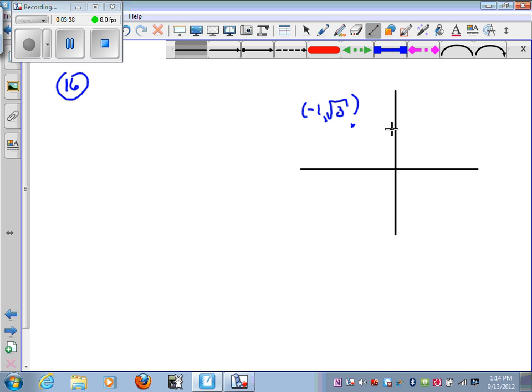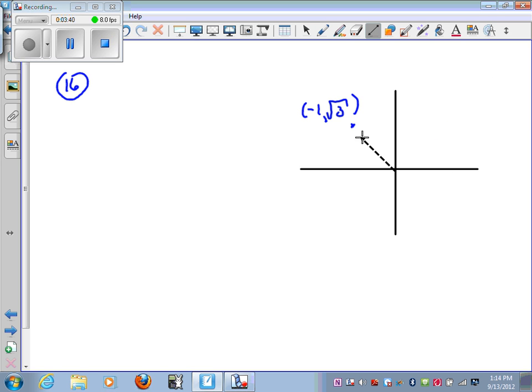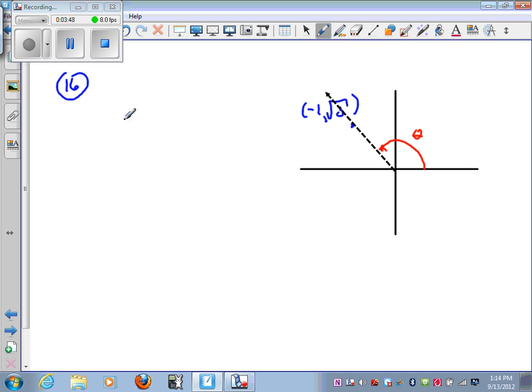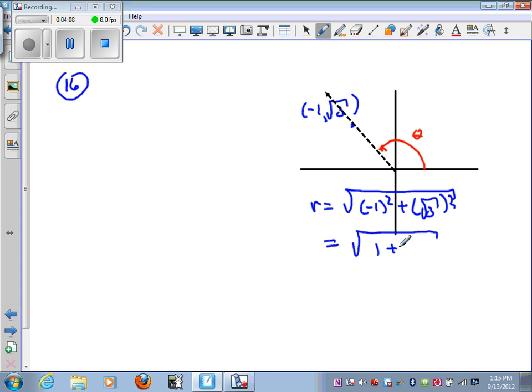And this side's going to go right through there. The angle is this angle right here. And then I'm going to have to find r, and r equals the square root of x squared plus y squared. So -1 squared plus the square root of 3, the quantity squared. So this is the square root of 1 plus 3, which is the square root of 4, which is 2.